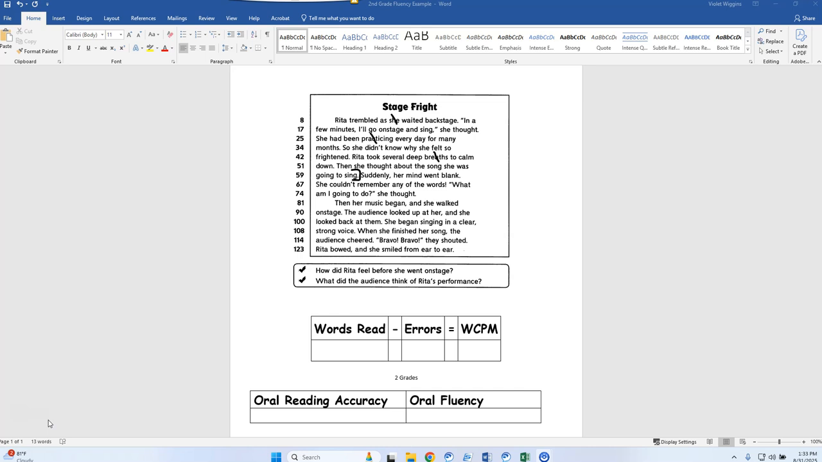Beep, beep, that means your minute is done. If you notice, I put a bracket there to let you know that this is where the student stopped. I put slashes on the words that were said incorrectly.